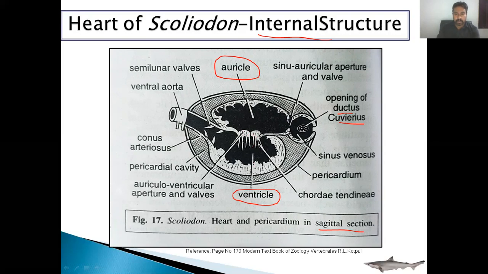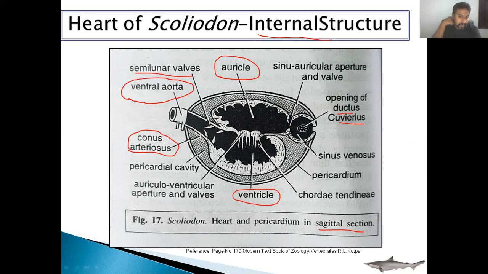Now if you see the section of the ventricle, the wall is very thick. This ventricle continues to the conus arteriosus, which is the fourth chamber and an accessory chamber. This conus arteriosus has two rows of semilunar valves, with three valves in each row, and it extends forward in the form of the ventral aorta, which goes to the gills for the purpose of aeration.